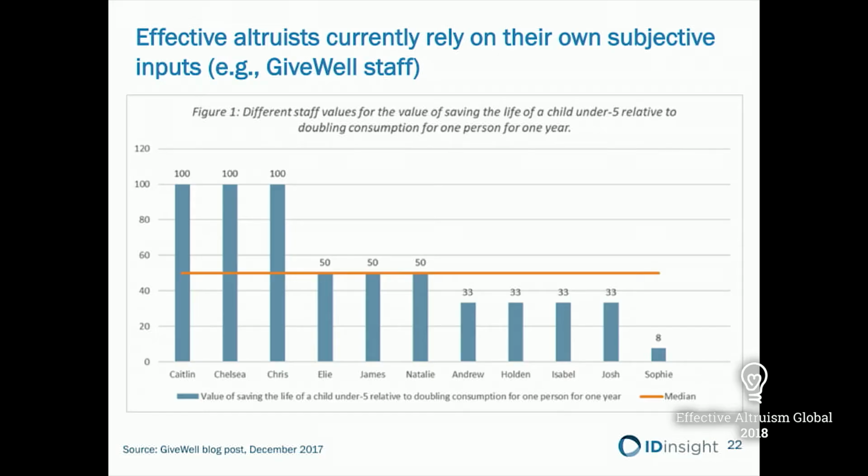And currently the approach is basically to rely on EA's own subjective value inputs. So here's a graph from GiveWell that basically shows different GiveWell staff members and how they would value saving the life of a child under 5 relative to doubling the consumption of one individual for 1 year. And so this is clearly a subjective judgment, and there's a wide range. While the median is that people value saving a child's life as equivalent to doubling consumption of one individual for 1 year 50 times, there's still a wide degree of variation and it's highly subjective.